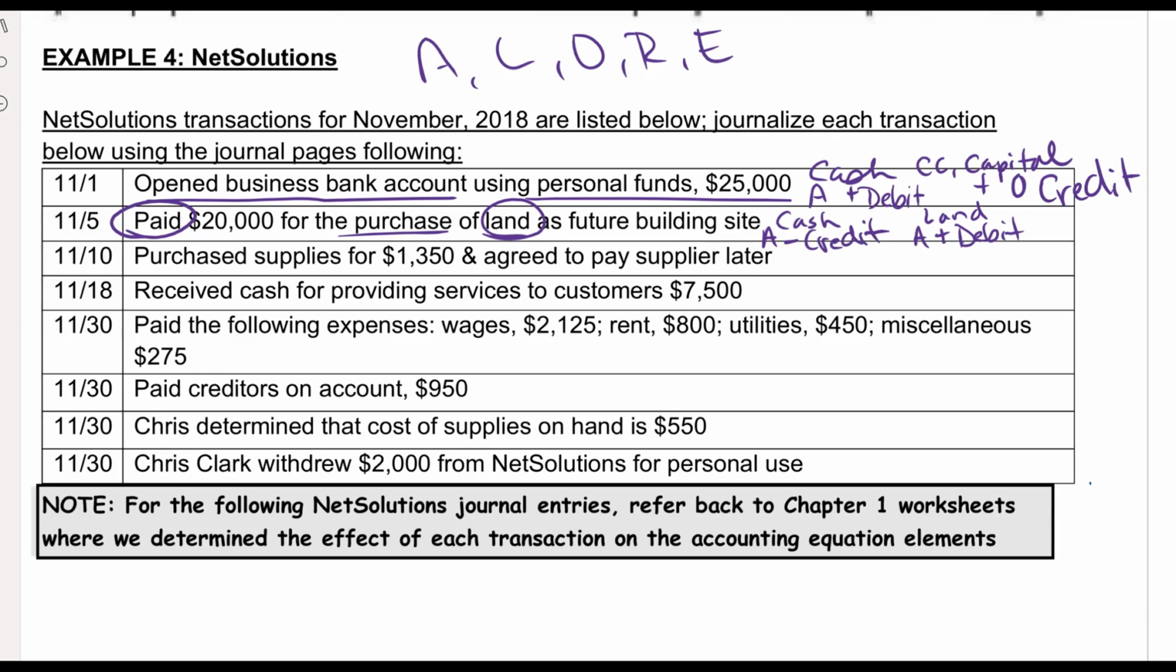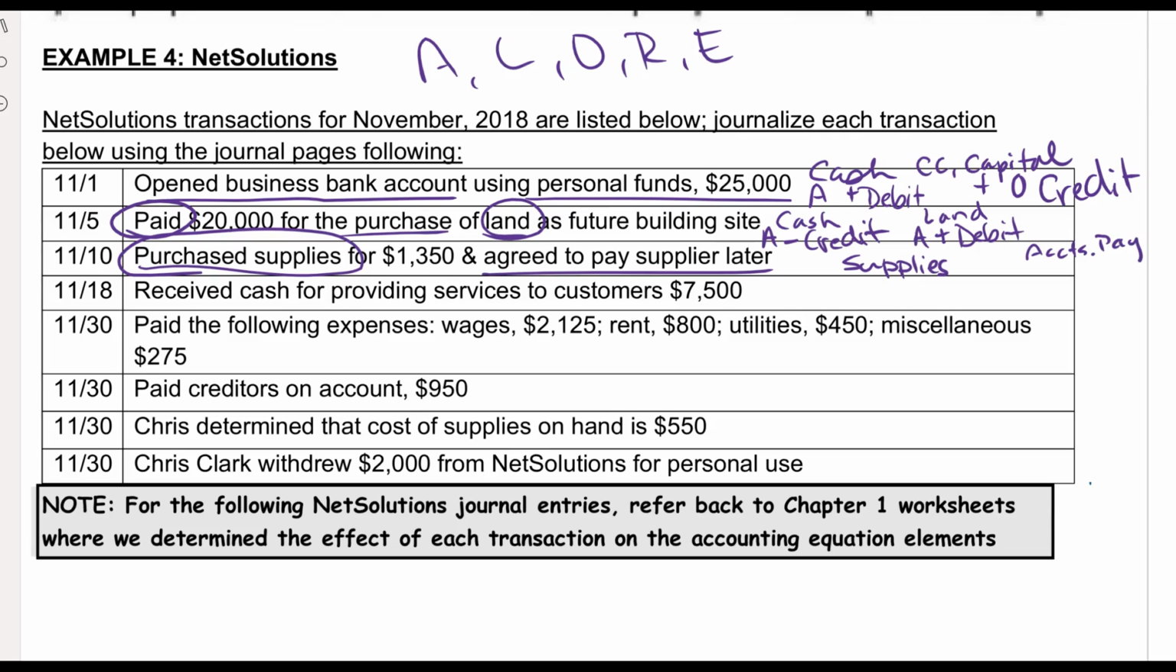Okay, purchase supplies for $13.50 and agreed to pay later. So we purchased supplies, agreed to pay later. So we got supplies and we're going to pay later. So if we are paying later, it's not going to be cash that's affected here. It's going to be accounts payable.